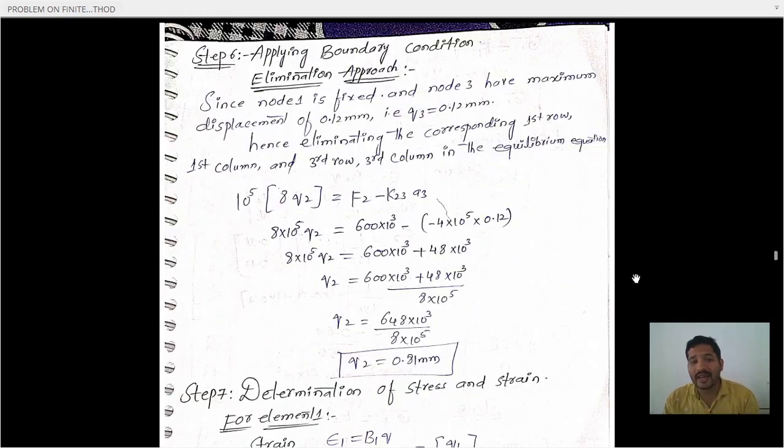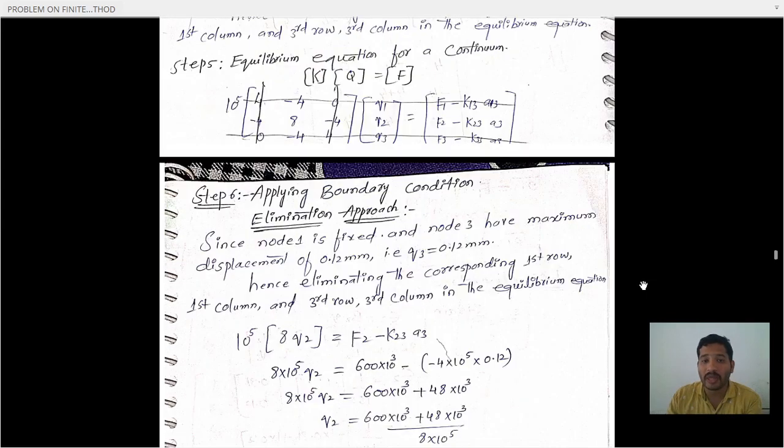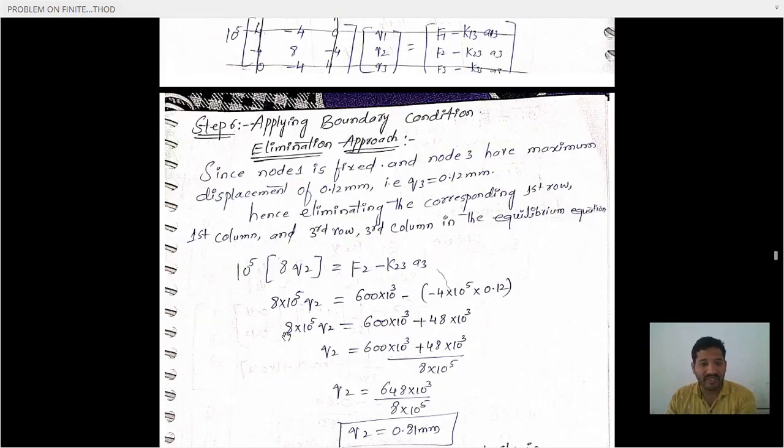Okay dear, after that we need to apply the boundary condition. In the boundary condition, we know very well which method we have to go for? The elimination approach method. 10 power 5 as it is, we multiply 8 into Q2 equal to F2 minus K23 A3. So this problem is a little bit different here. After that, 8 into 10 power 5, Q2 equal to the force F2. We know very well where this force F2 is acting: at the middle point.